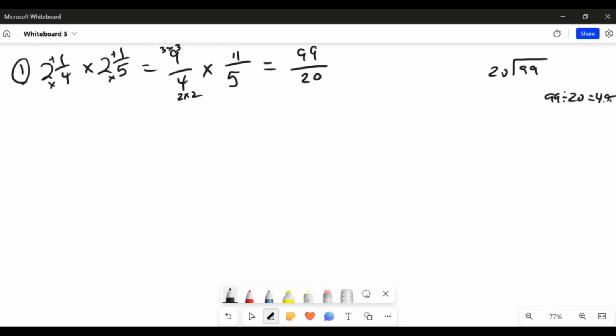So that means 20 goes into 99 4 times. 4 times 20 is 80. So here I don't really need to use a calculator anymore because I can do 4 times 20 and get 80, and then subtract and get 19. So 99/20ths is 4 and 19/20ths.